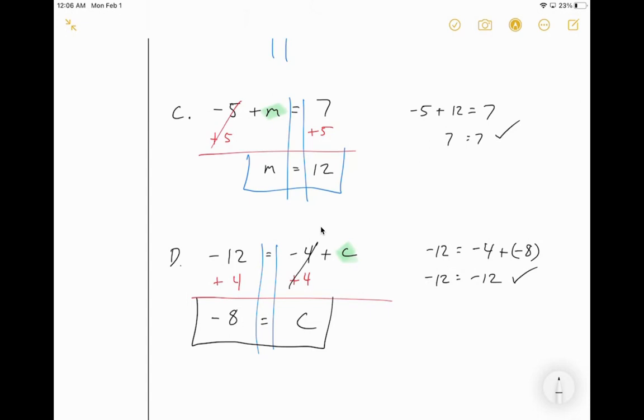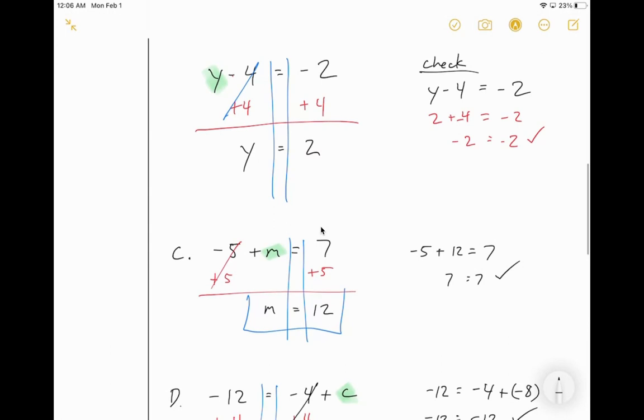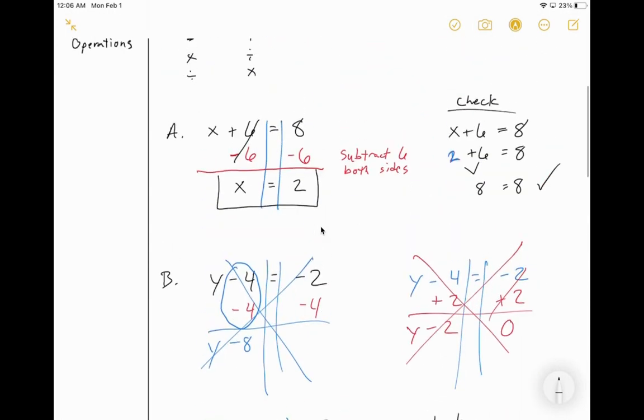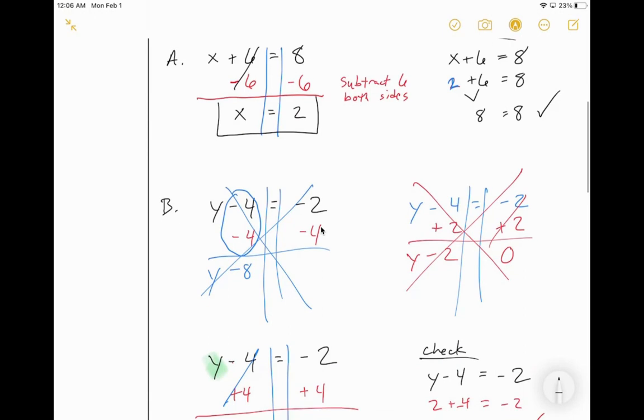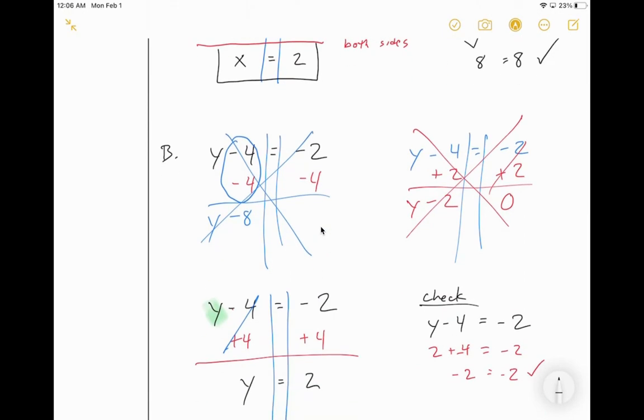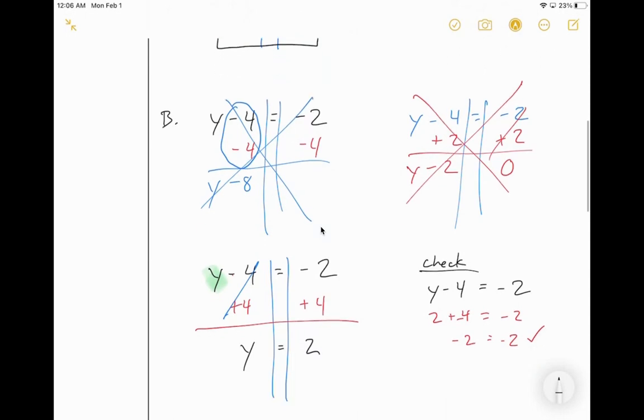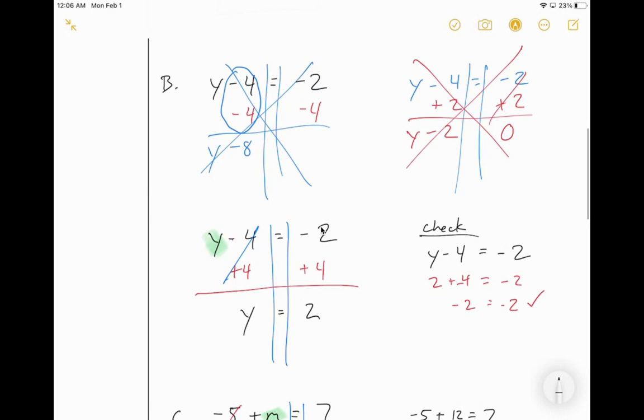Right? So we've done 4 types of different problems. They're all kind of similar. First off, we said if we have adding, then we know we need to subtract. If we have subtraction, like letter B, and again, these are counterexamples, these are not the way to do it. You have to understand, I need to undo what's already there. In this case, I had to add on both sides. So you see this step here, adding 4 on both sides.